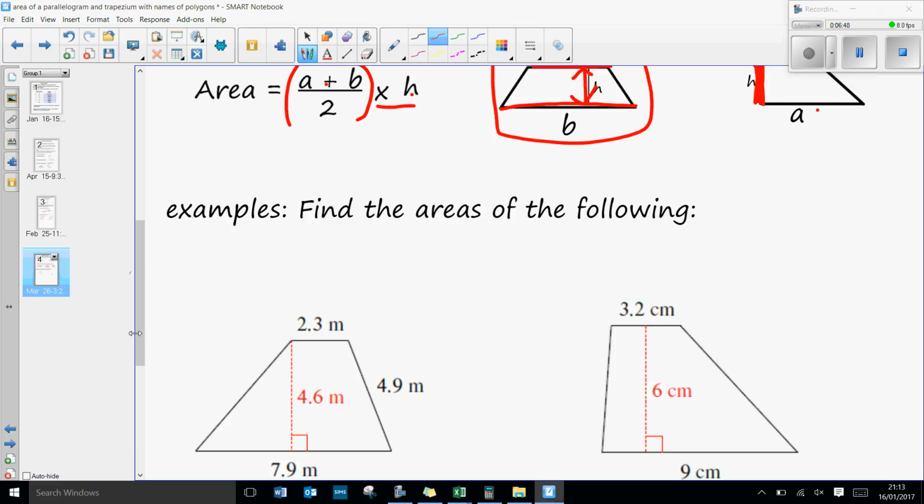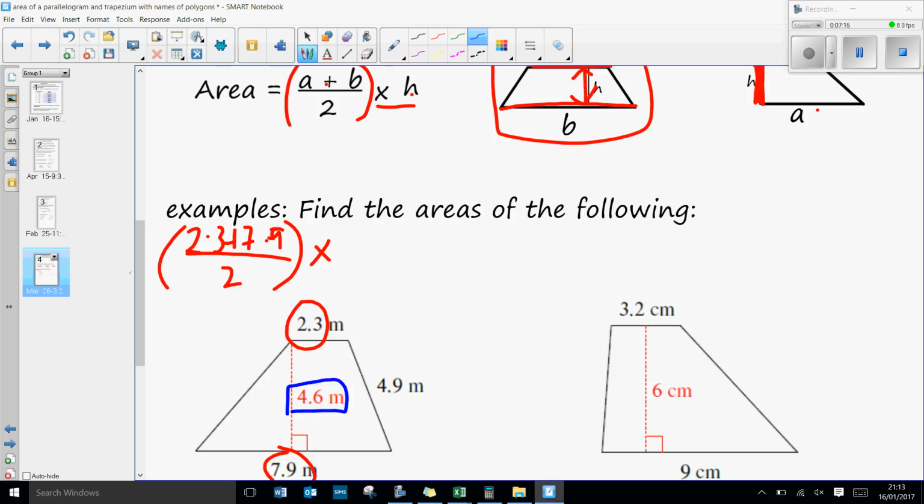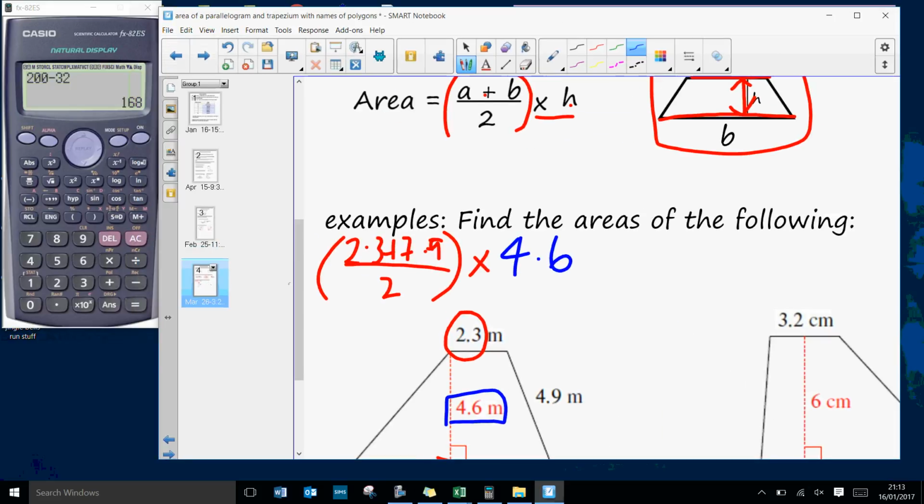So we've got A plus B. So in this shape, the A and the B would be these two. So we would have 2.3 plus 7.9. And we would divide that by 2. And now we would multiply by the height. So the height, you've got two other numbers. Do we need both of those other numbers? No. This is the only one that we need now. The 4.9 is irrelevant to us in this instance. So we would multiply that answer by 4.6. So let us do that calculation.